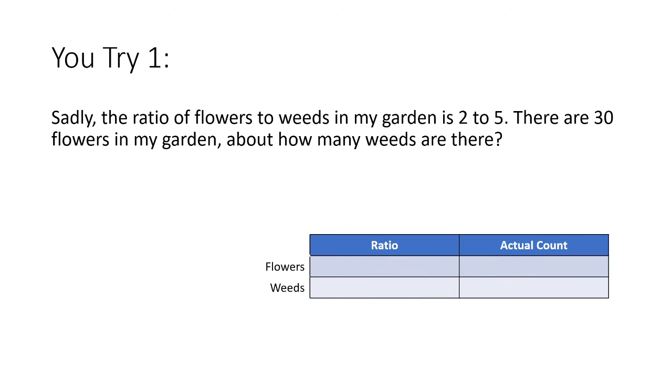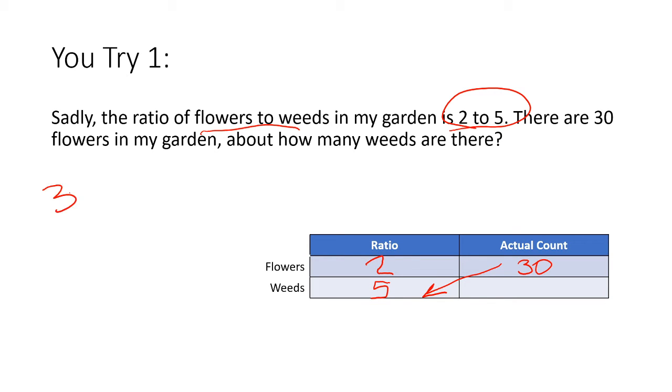Go ahead and pause the video and try this one on your own. Now that you've tried this one on your own, let's do it together. I'm going to look at the ratio of flowers to weeds as 2 to 5. So for every 2 flowers, there are 5 weeds. There are 30 flowers. So now I need to multiply diagonally.